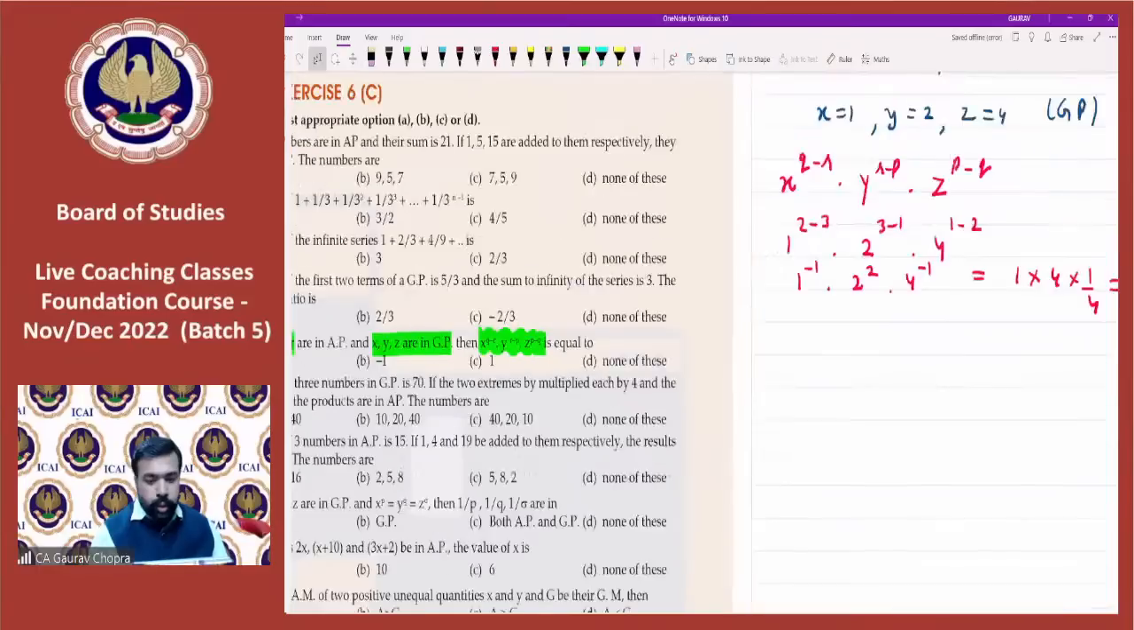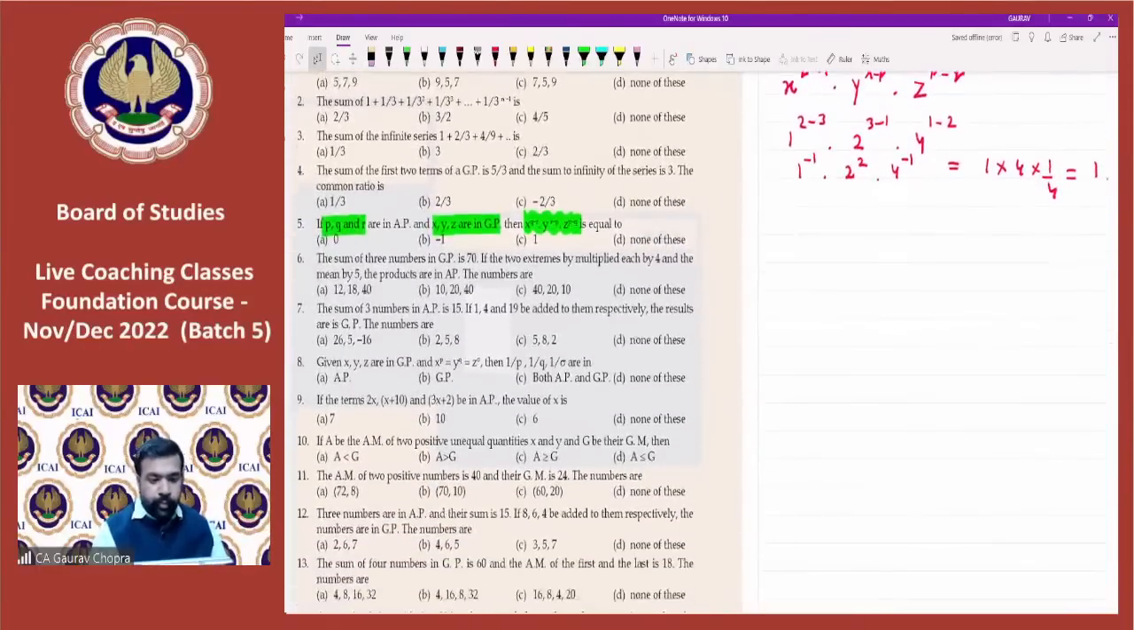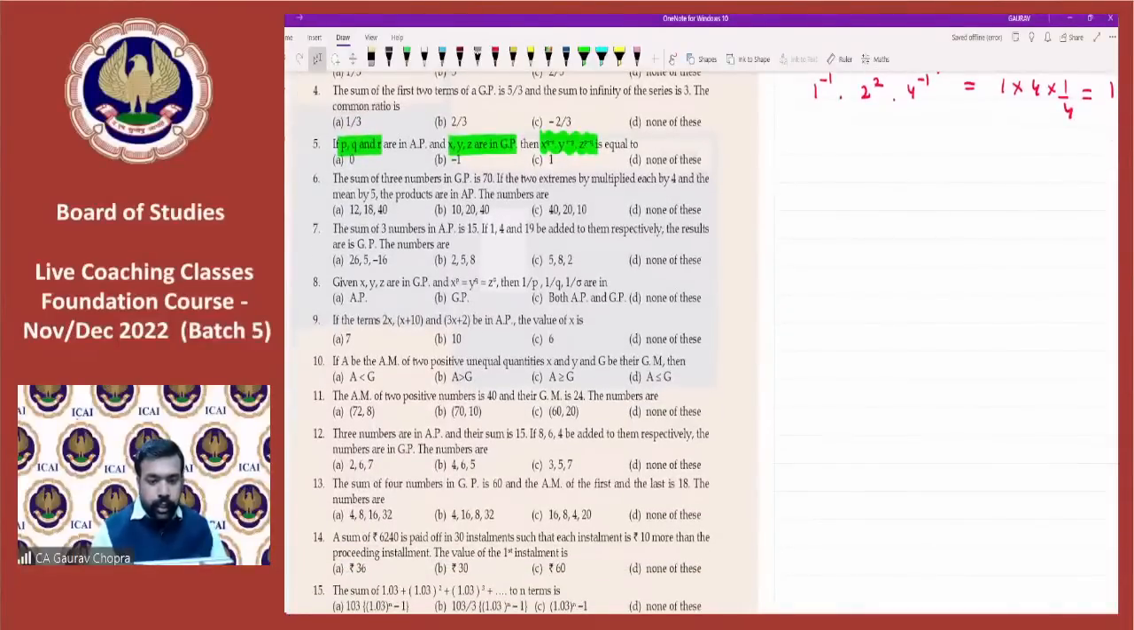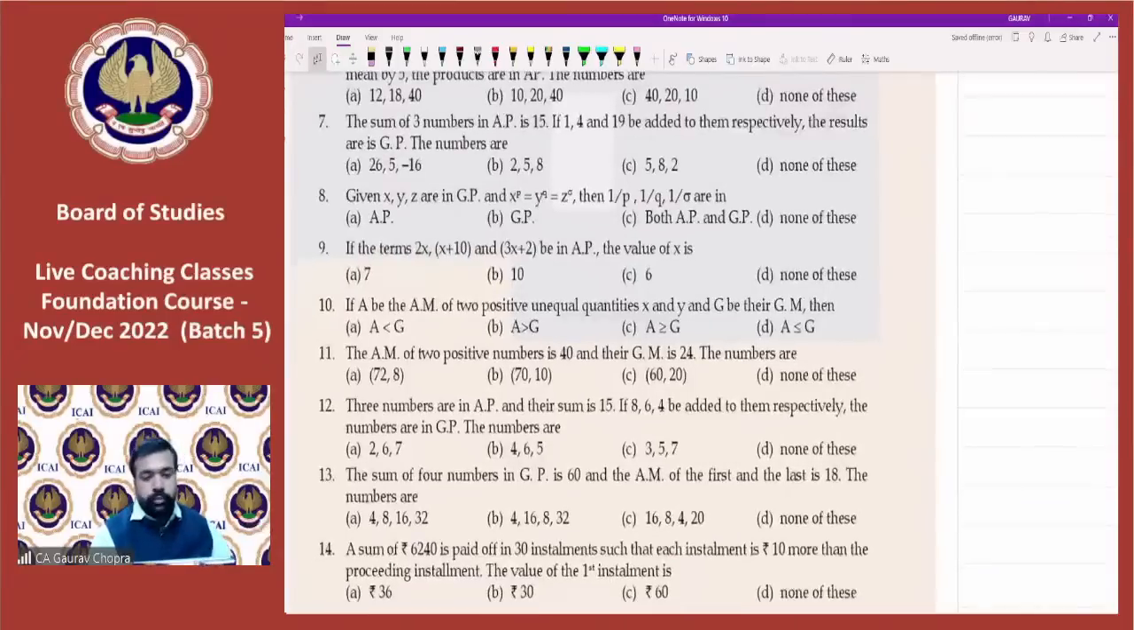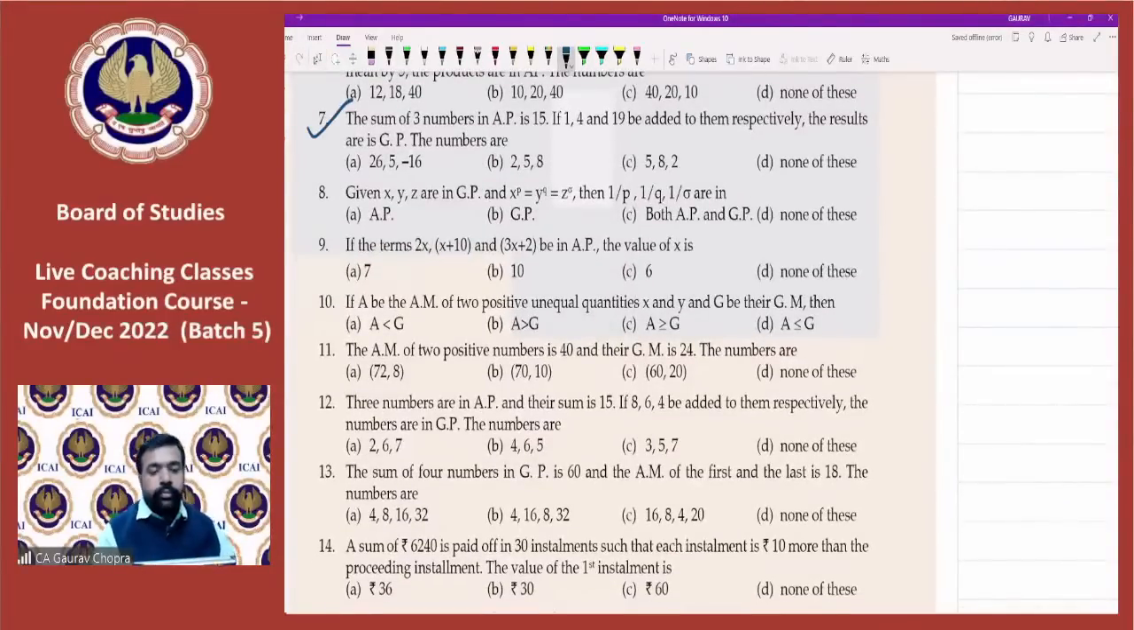So this was question number 5. Then let's try one more. That is 7th question. The sum of 3 numbers in AP is 15. If 1, 4 and 19 are added to them respectively, then the result becomes GP. So if 3 numbers are in AP and if we add these numbers, it becomes GP. Simply use the options to solve. It becomes very much easy.